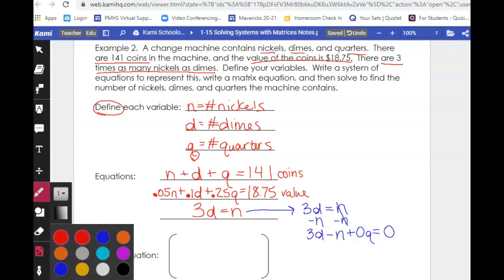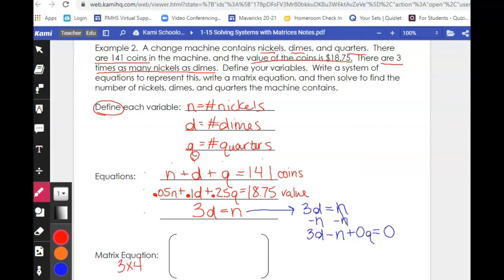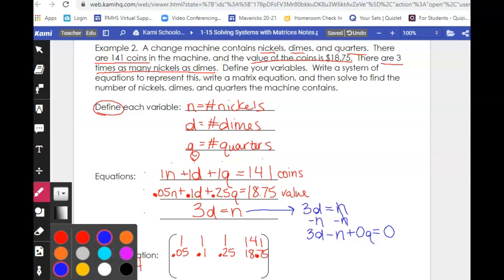So now I'm going to create my matrix equation. My matrix equation is a 1, 2, 3 by 1, 2, 3, 4. So it's a 3 by 4. My matrix equation has a top row of coefficients of 1, 1, 1, and 141. So 1, 1, 1, 141. My middle row has a lot of decimals. So 0.05, 0.1, 0.25, and 18.75. And then my third equation is the one that I had to kind of reorganize.